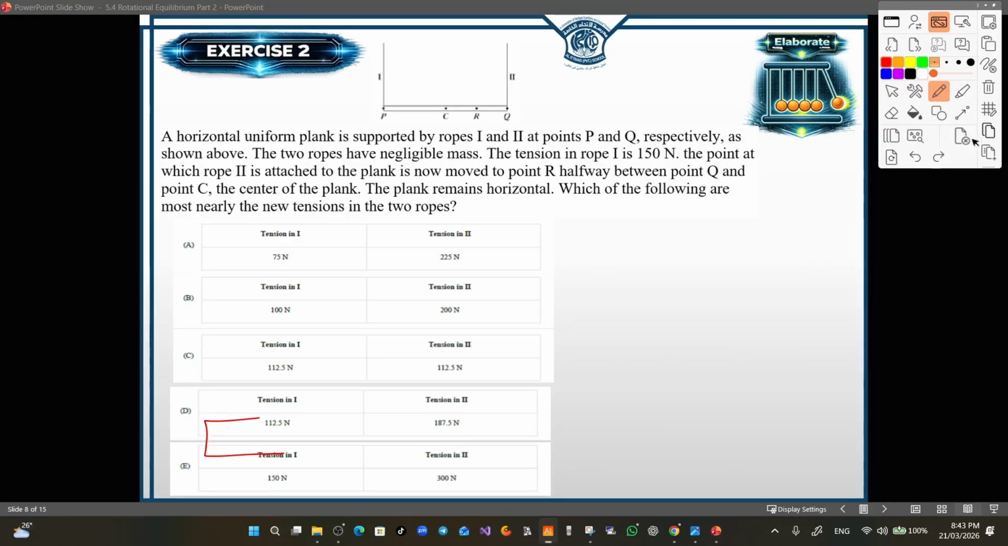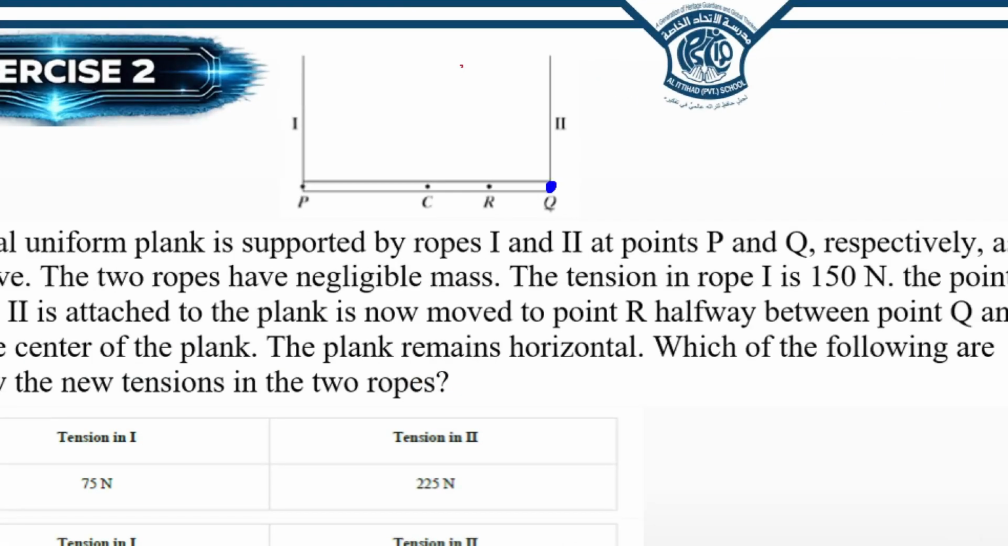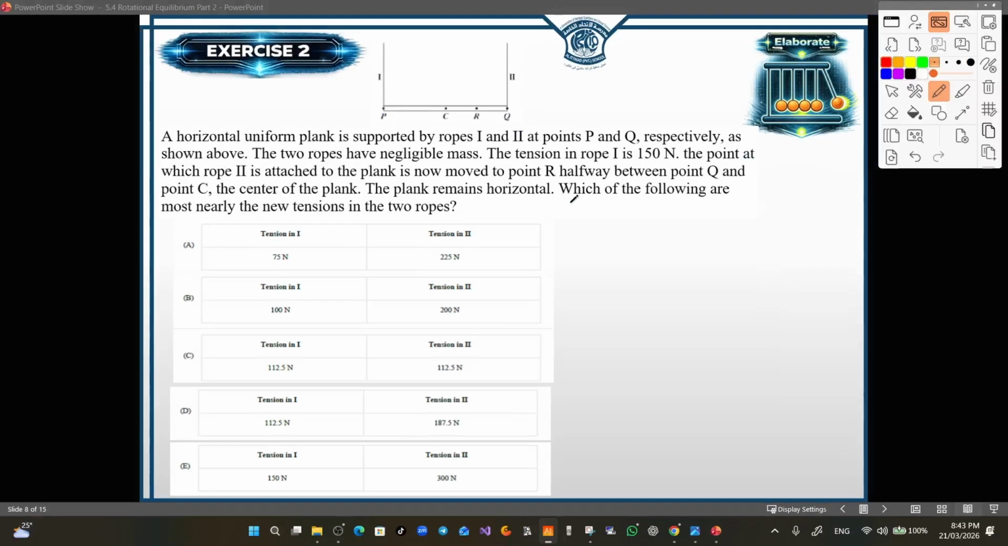Okay, exercise 2. A horizontal uniform plank is supported by ropes 1 and 2 at points P and Q respectively. So initially, the plank has been supported via the 2 ropes at points P and Q. The first rope is acting at point P, and the second rope is acting at point Q. The 2 ropes have negligible mass.